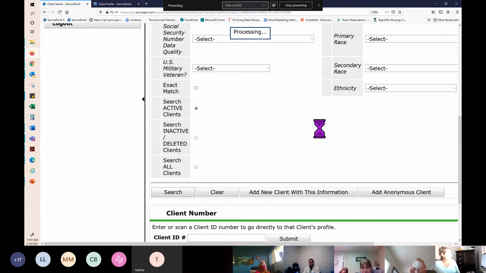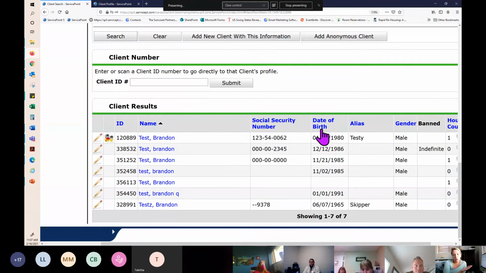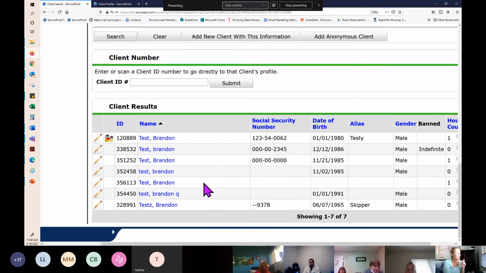We're going to search. And we're going to find the Brandon Test that we're looking for. As you can see, there's multiple Brandon tests in the system. If you ever find that there are multiple clients with the same first and last name and social security numbers and or birth dates, what you want to do is send myself or Amy those client IDs so we can merge those two profiles into one. So let's hypothetically say that these two clients, 338532 and 120889, had the same social and the same birthday, and you know they're the same person.